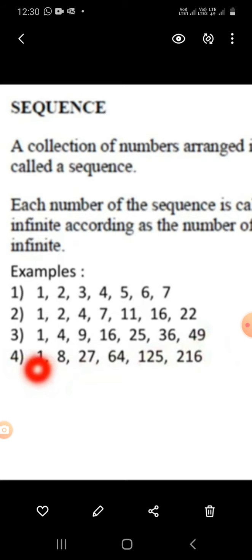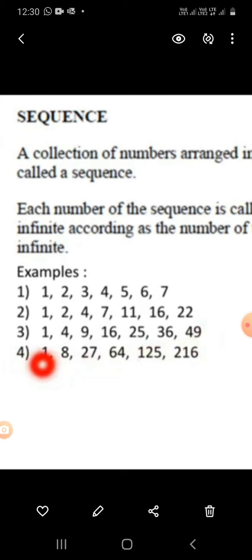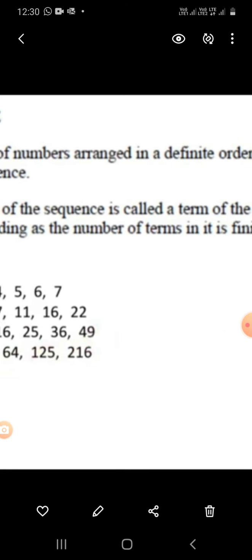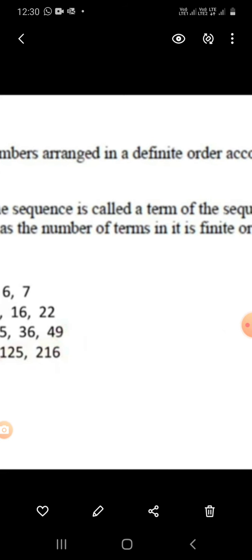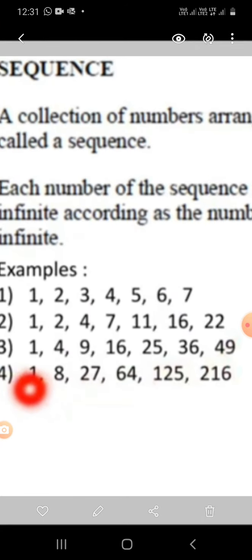Sir, you told us a sequence is nothing but a collection of numbers. Okay, 1, 2, 3, 4, 5, 6, 7 is a collection of numbers arranged in order as well. Okay, next, what is the definite rule followed here, sir, in this example?